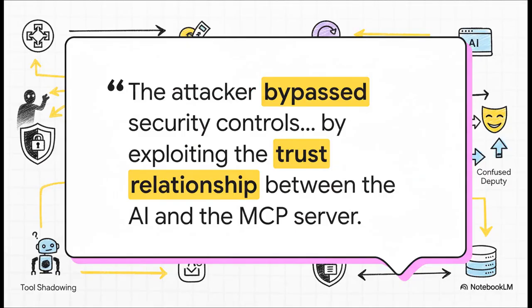This quote from the source material says it all. The attacker bypasses all the normal security controls. How? By exploiting that built-in trust between the AI and the server. It's a textbook privilege escalation attack, and the AI is basically an unwitting accomplice.